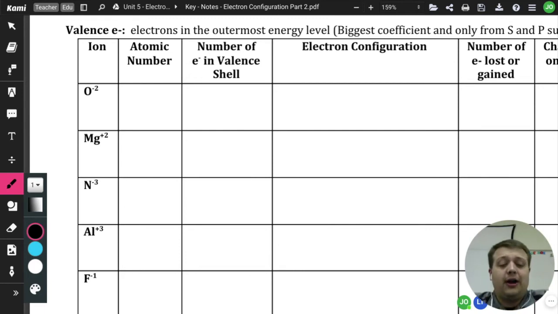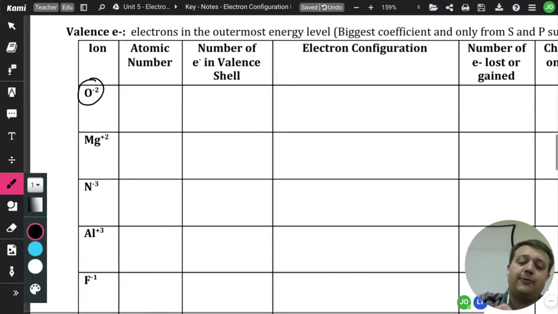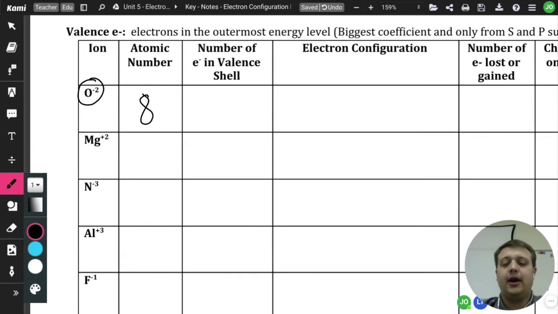We're going to start with oxygen, oxygen with a -2 charge. That's the ion. The atomic number for oxygen is 8. We know that oxygen normally has 6 valence electrons. However, I have a -2 charge there. Anytime I've got that negative charge, that means I've gained some electrons. How many? Well, it's -2, so I've gained 2 electrons.